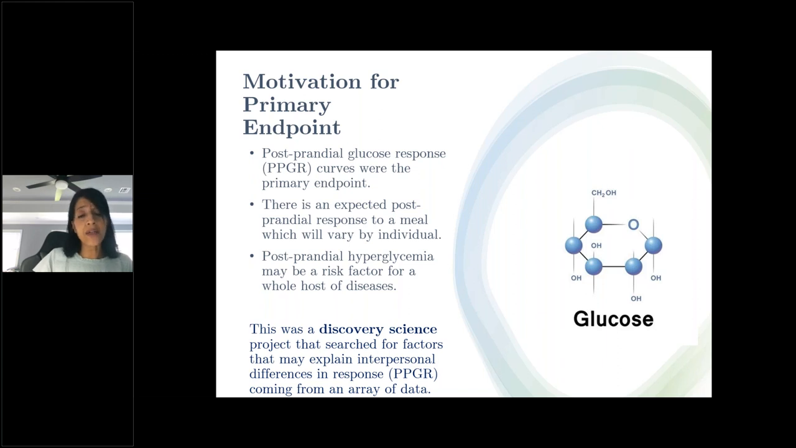And their project was a discovery science project, meaning that there's not a hypothesis. You're not statistically testing. You're actually looking and searching for these factors that may explain the differences between these responses that come from this other array of data that you're putting into this calculator.